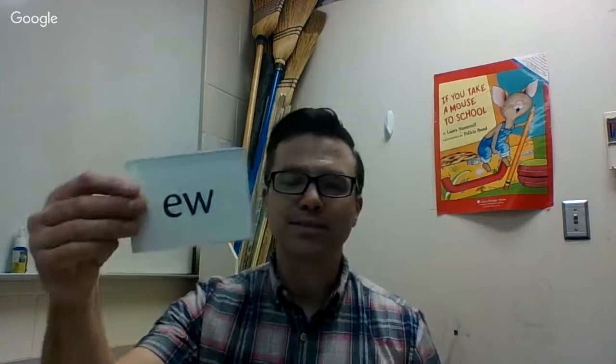Hi guys, this is the prep video for lesson 14. So some of the things you need: the phonogram cards EW and ED. You need rule card 19, which is about making a verb past tense.